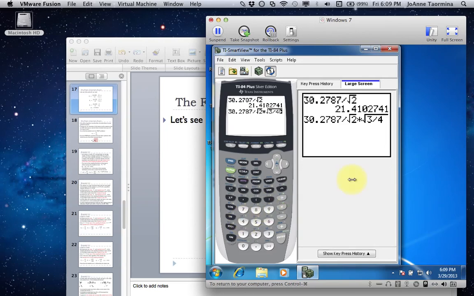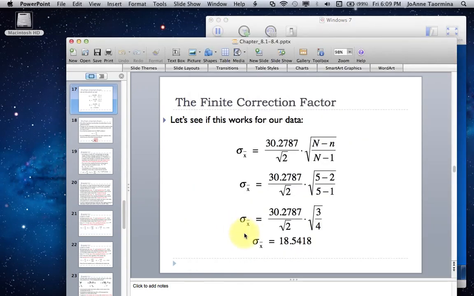Okay, so that's the end. Simply, the finite correction factor is just this last piece here where we multiply by the square root of 3 divided by 4. Then we hit enter, and notice what happens. We have a value that's identical, 18.5418, to what we had earlier for the standard error. So when needed, you have to use the finite correction factor.